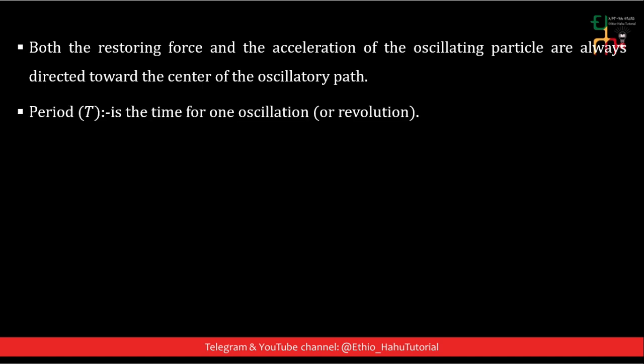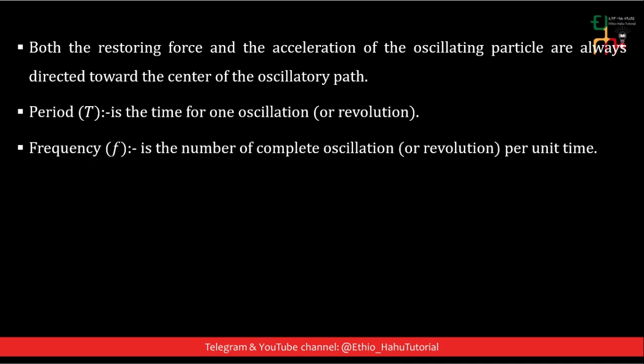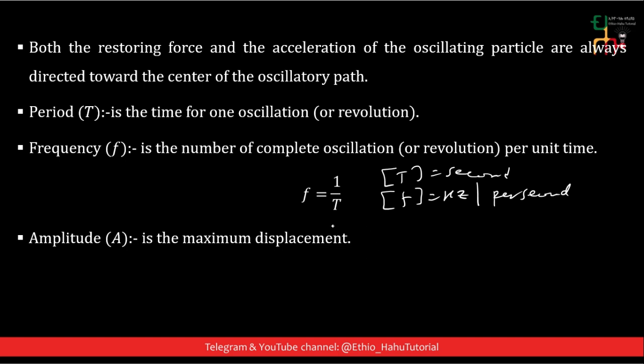There are parameters that can characterize an oscillation. One is period. Period is the time for one complete oscillation or revolution. Second, frequency. Frequency is the number of complete oscillations or revolutions per unit time, and it is also written as 1 over period, where the unit of period is second, whereas the unit of frequency is hertz, or per second. Amplitude is the maximum displacement of the oscillating system.